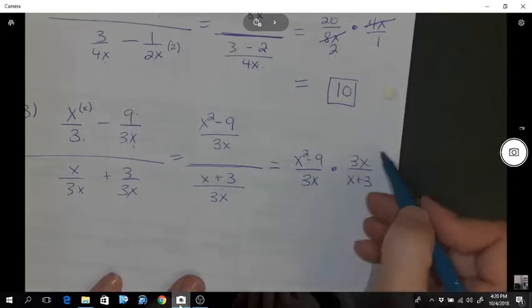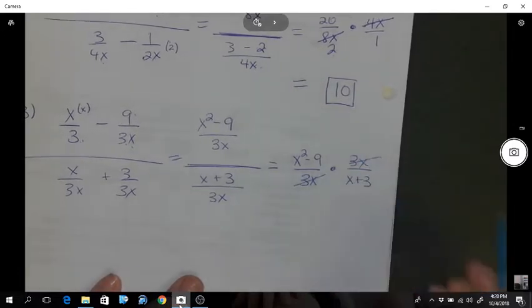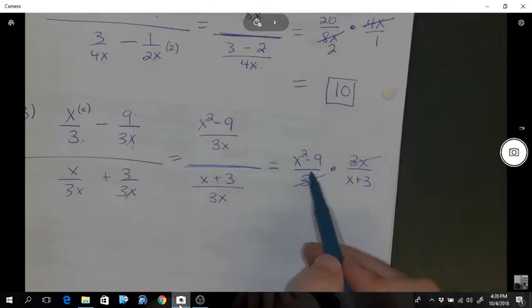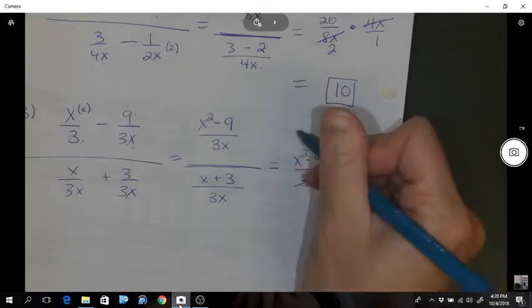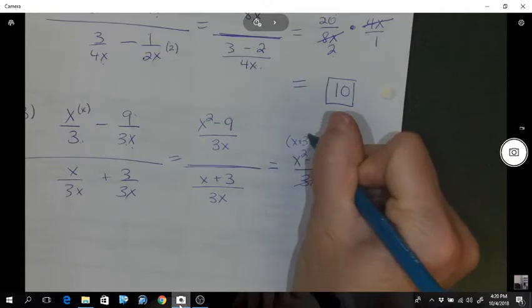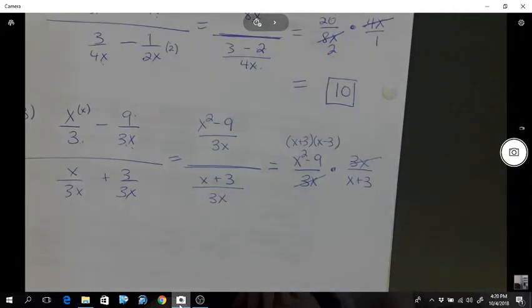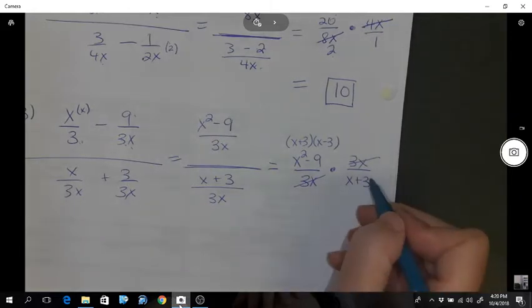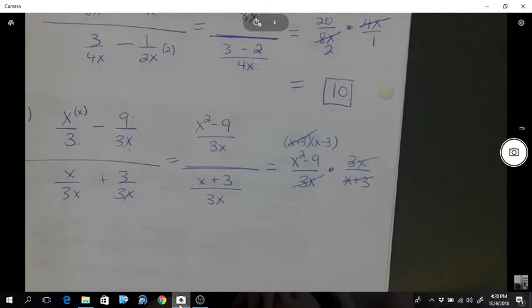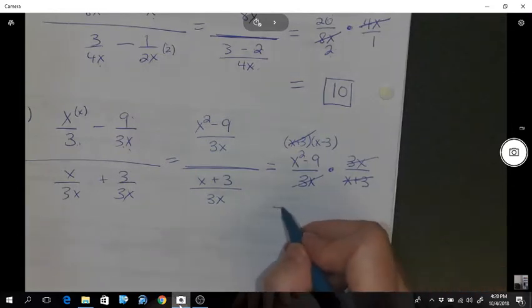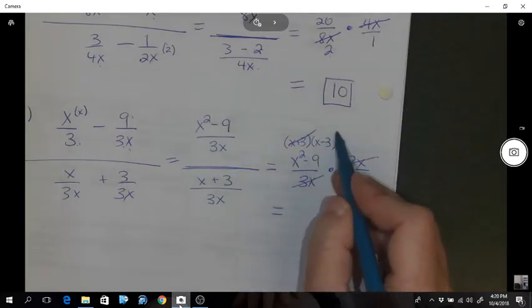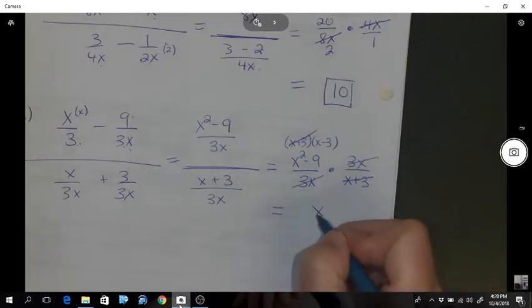Okay, so I see here I have a 3x and a 3x. So we can cancel that. Do you see anything with this? x squared minus 9, I can factor that. Difference of squares. Okay, now I can also see an x plus 3 cancels. So my final answer is, this was what was left, and it's in the numerator.